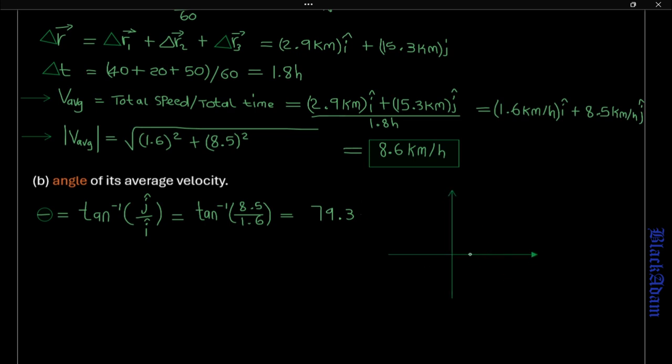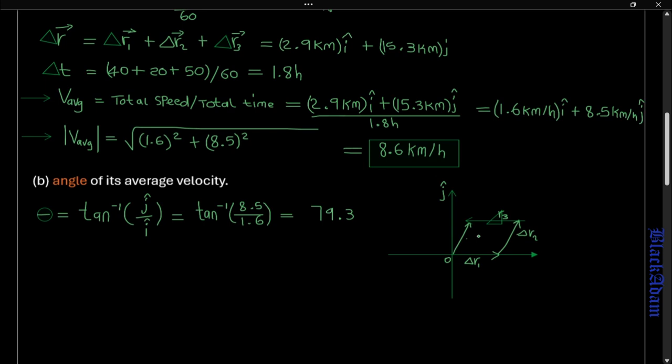Let's just look at the path that the train took. There is displacement 1, displacement 2, and then displacement 3. So that's the resultant there. We have the resultant, displacement 3, and then we have j and i, east and north, and theta is the angle for our resultant displacement. Yeah, that's how we approach the problem.